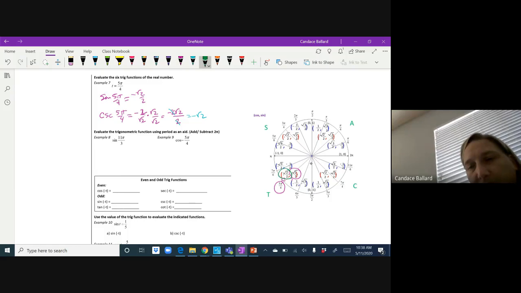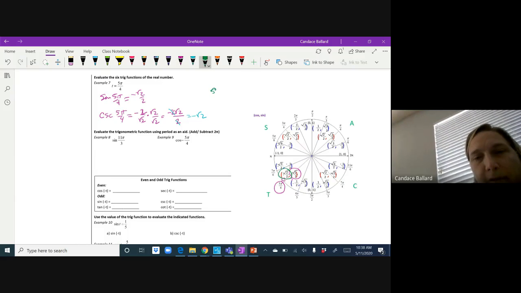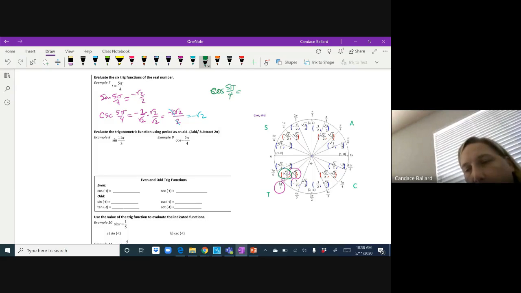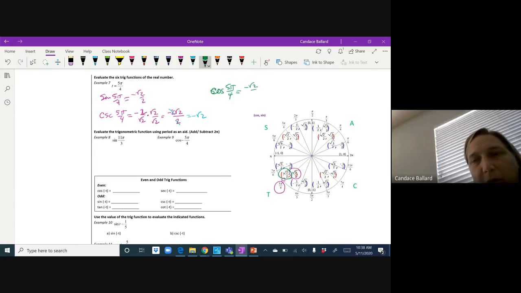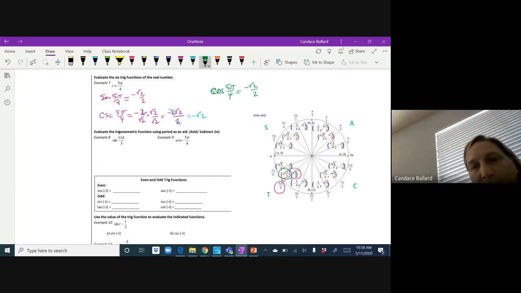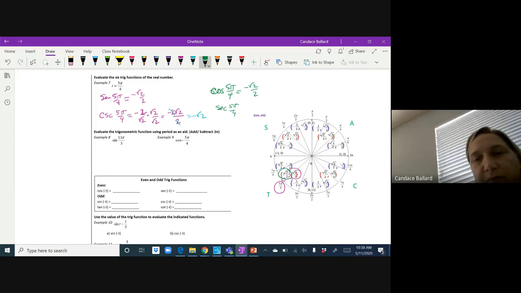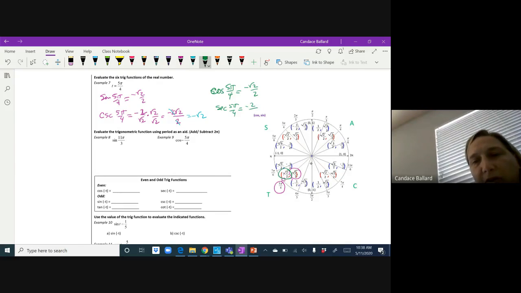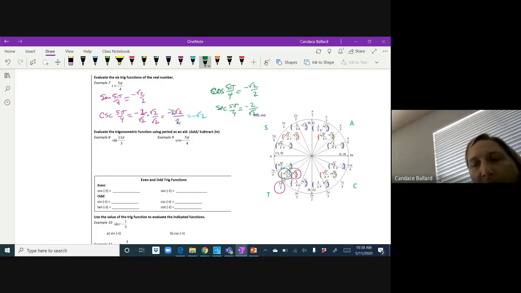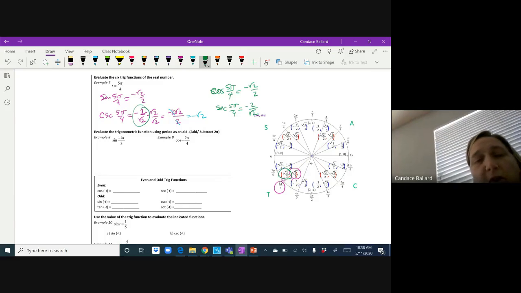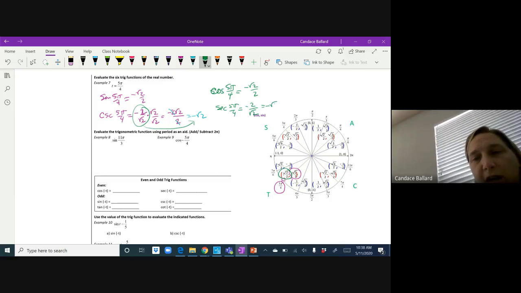So now cosine. The cosine of 5 pi over 4, when I read that coordinate off the graph, is negative square root of 2 over 2. And I'm going to do its reciprocal, secant, at the same time, which is negative 2 over square root of 2. You'll notice it was the same as this one, so I really don't need to go through all this again. I can just write down that it's equal to negative square root of 2.